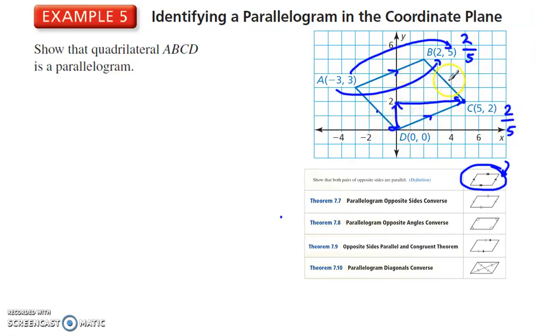Now I need to find the slope of these two. Very easy on the graph. I can see down 3 over 3, so it's -1. And this is also down 3 over 3, so also -1. And therefore, this is parallel to this side, and hence, by definition, two parallel sets of sides, I know that's a parallelogram.